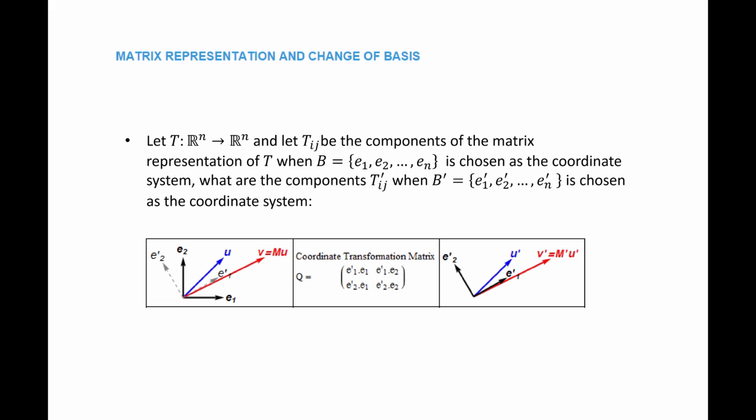And in the new coordinate system, E prime 1, E prime 2, U, it's actually the same vector, same direction, and everything, but the components of U prime are actually equal to this Q multiplied by U.